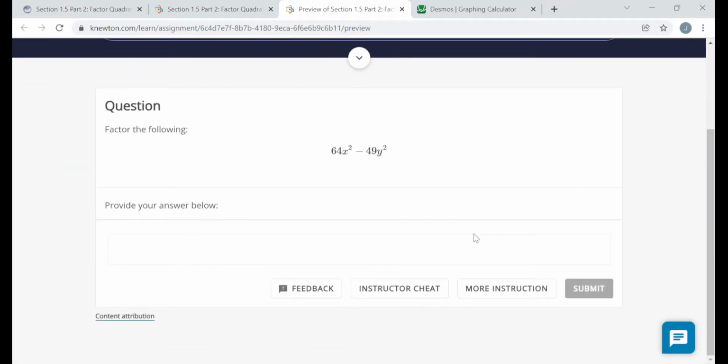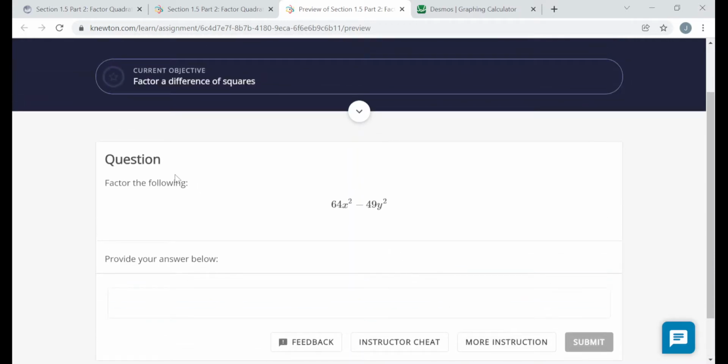And beneath each question, you should be seeing a few buttons. One is the feedback button, where if you notice something wrong, like a typo or something seems off about a question, you can send feedback to Knewton and they might address it. You will not see this instructor cheat button. This is only for me, the instructor. But you will see the more instruction button.